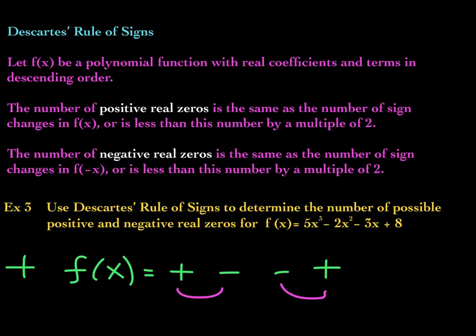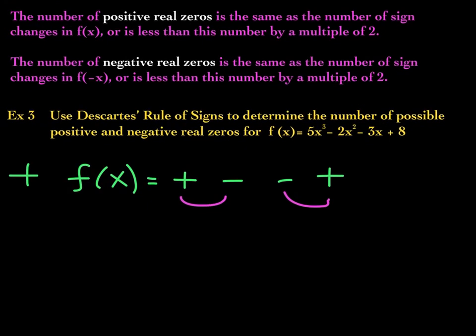So then what I know right now is that there are 2, because there's 2 sign changes, there are 2 or, right here it says less than this number. That means I need to subtract this number of sign changes I just counted by a multiple of 2. In other words, 2 minus 2. 2 is the multiple of 2. This 2 is from how many sign changes I counted. So 2 minus 2, of course, is 0.